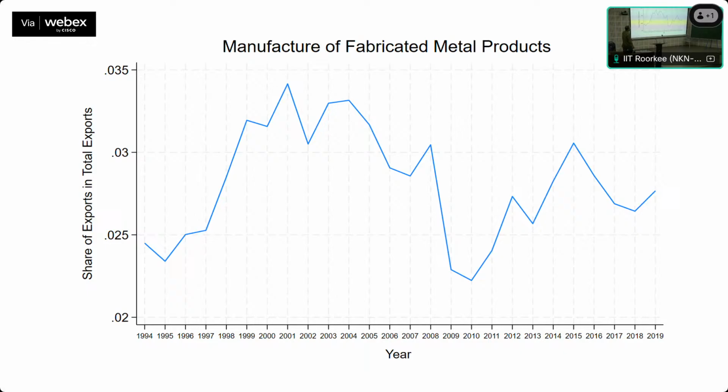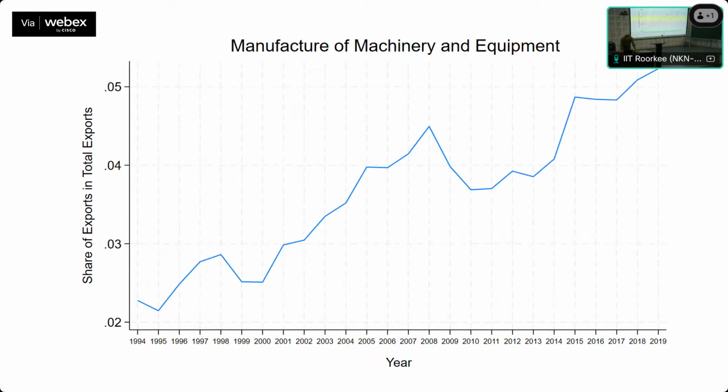Fabricated metal products doesn't change much. It's about 2.5%, 2.7%. So it doesn't change much over time. Manufacturing of machinery equipment, this has changed. You can see this has changed from 2.5% to more than 5%.